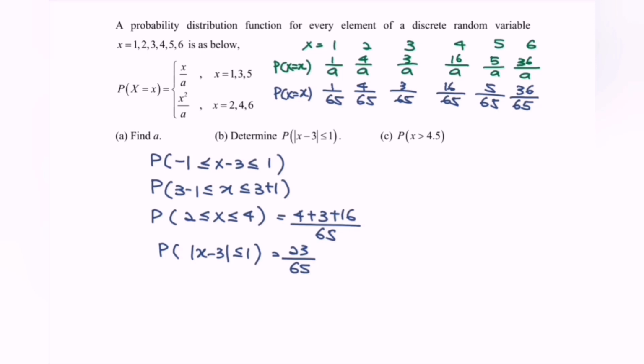Next, refer to question C, where we want the probability that x is greater than 4.5. Since this is a discrete random variable, it is very important that we have the probability that x is greater than or equal to 5. So the probability will be 5 plus 36 over 65. So the probability that x is greater than 4.5 is 41 over 65.